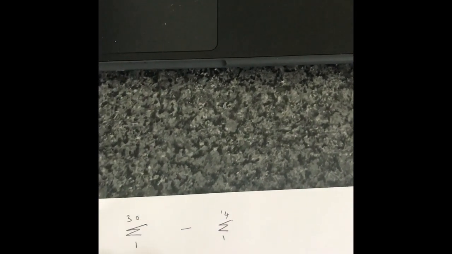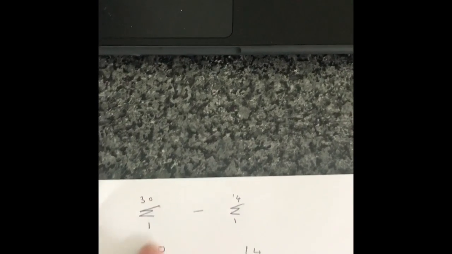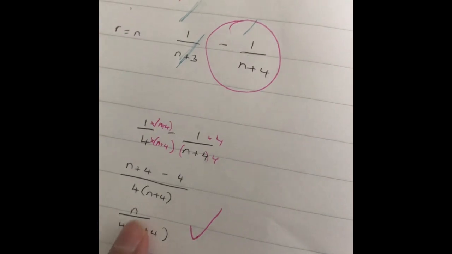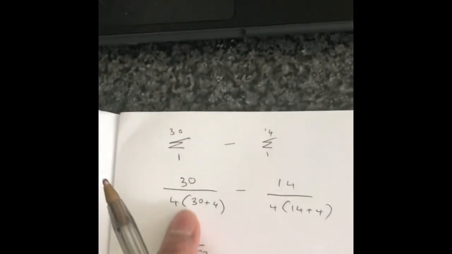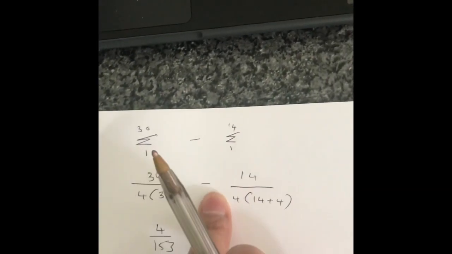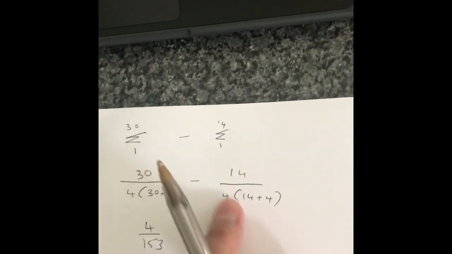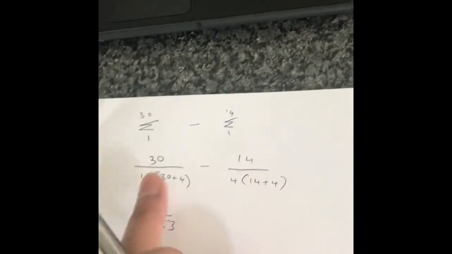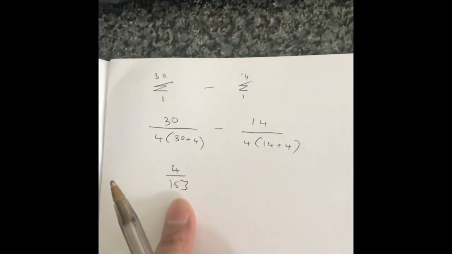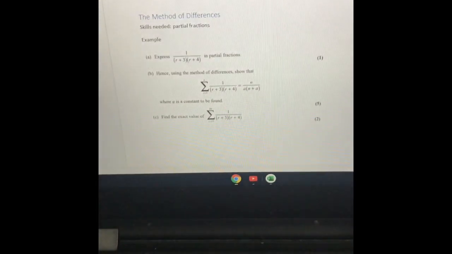So the sum of the first 30 terms would be, using the formula I've just worked out, n over 4(n plus 4), and I just put in n is 30. If I do that, I get this bit here. Take off the sum of the first 14 terms, using that same formula, n over 4(n plus 4). You just type it into your calculator and you've got your answer. So that's your exact value. Okay, so that's that example there.